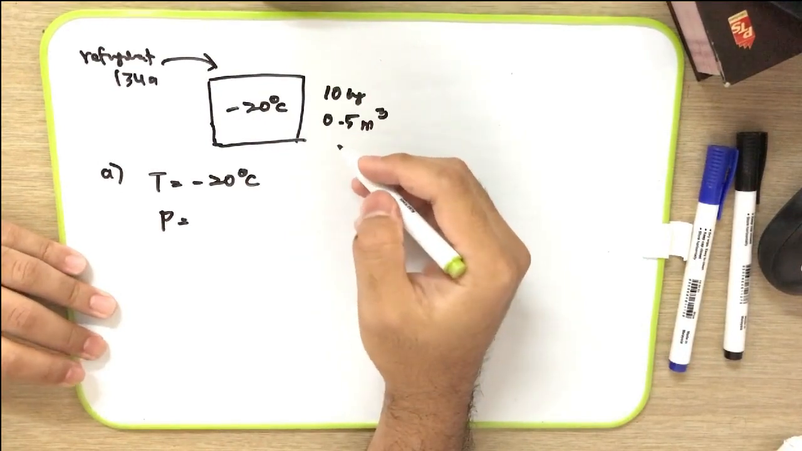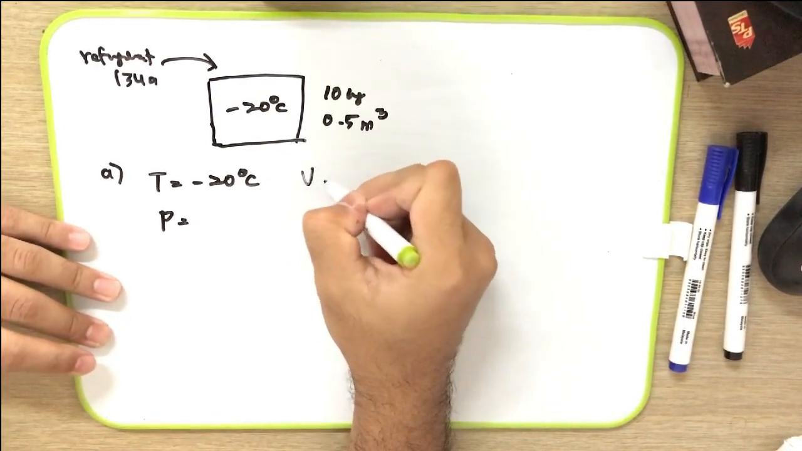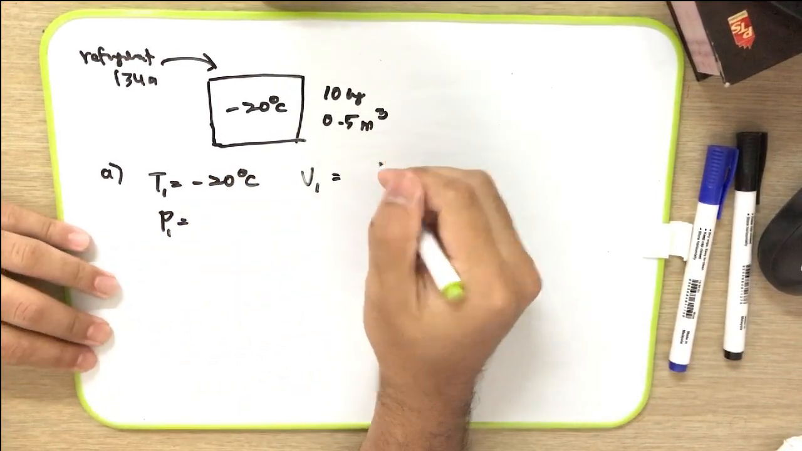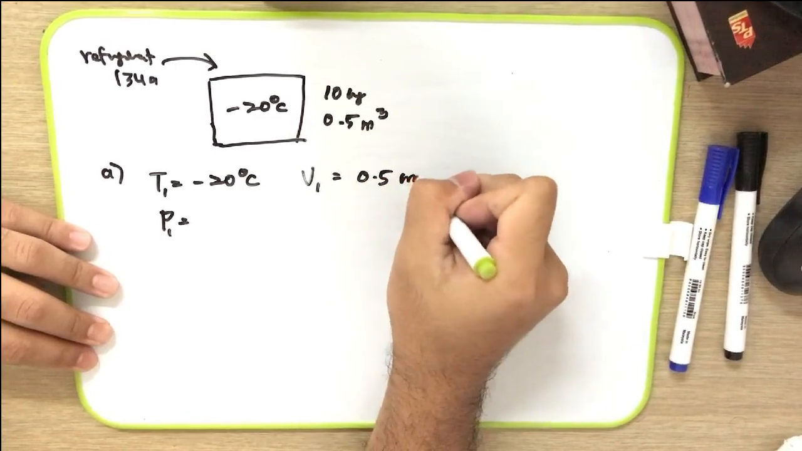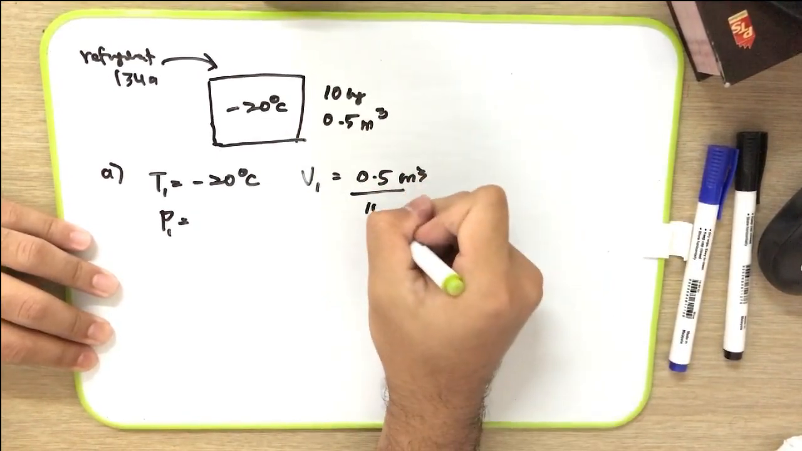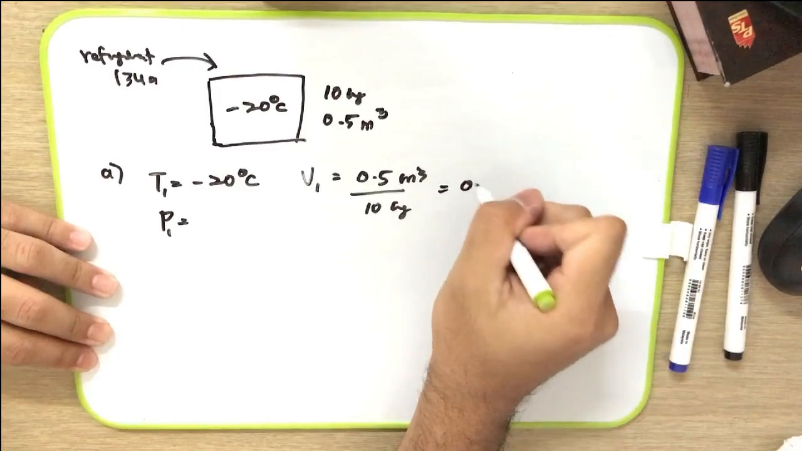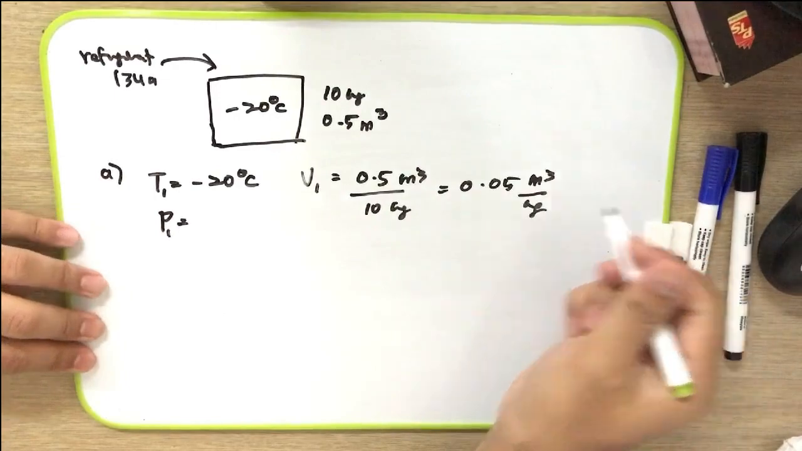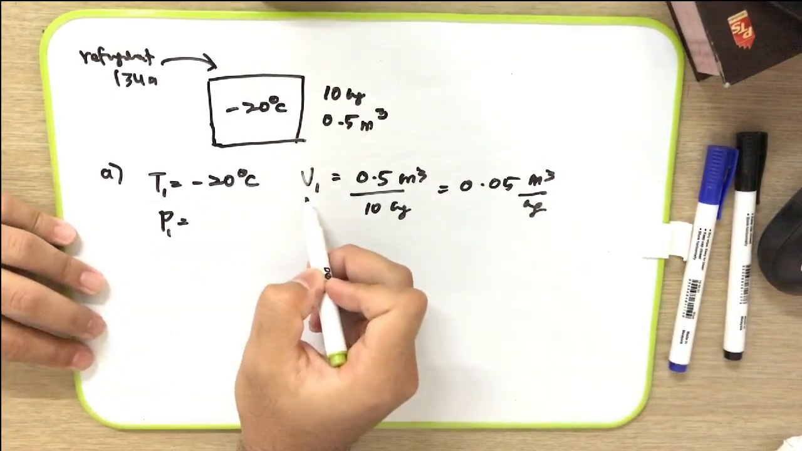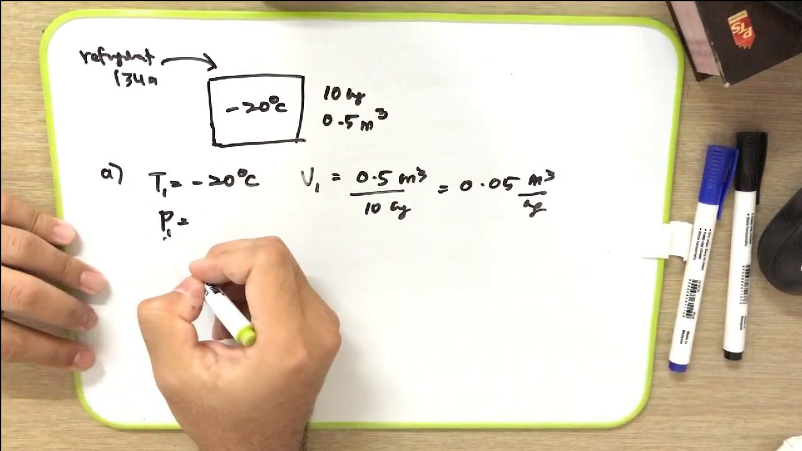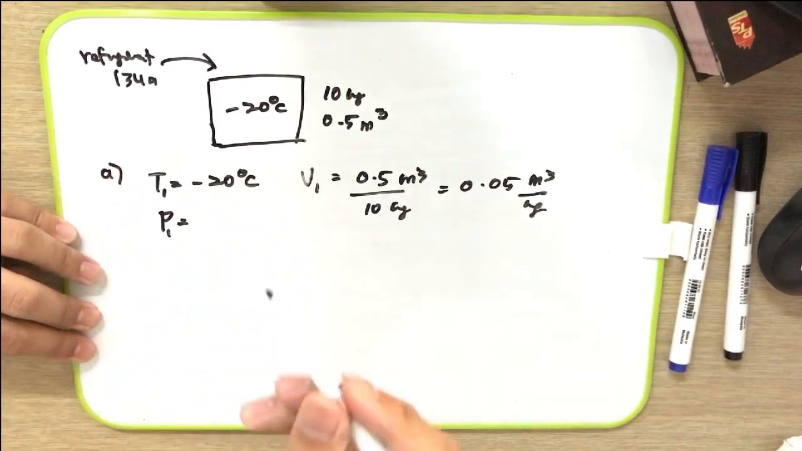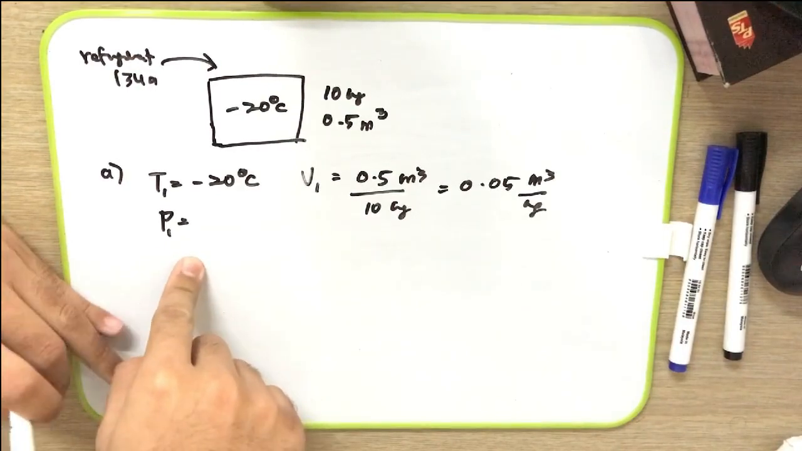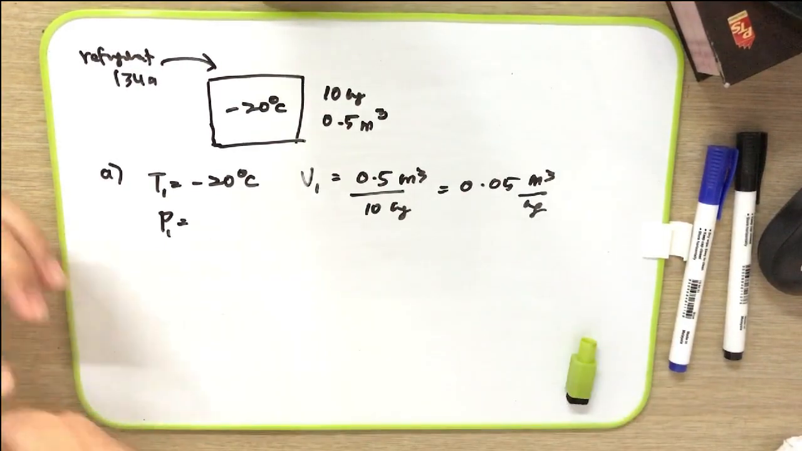So that means we can calculate the specific volume, which is 0.5 meter cube over 10 kg, which is 0.05 meter cube per kg. So now we have two pieces of information, T1 and also V1, so we can find the P1 from the table. This is refrigerant, right? So we can find the pressure from table A11. So we look at table A11.